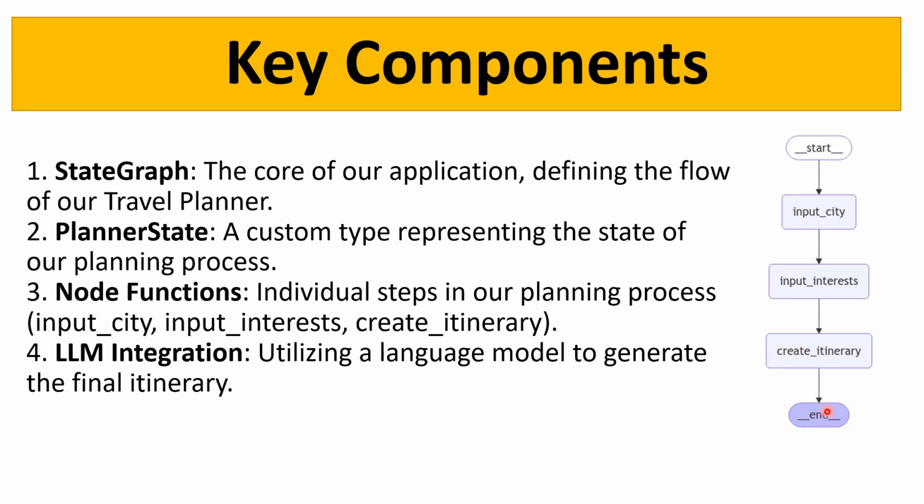Then after that we have one end node, and here we have the four key components. One is the state graph, the core of our application, defining the flow of our travel planner. Inside the state graph we have the planner state, a custom type representing the state of our planning process. Our planning process has three parts: input city, input interest, and create itinerary, I mean the timetable.